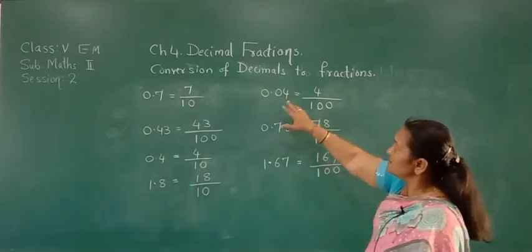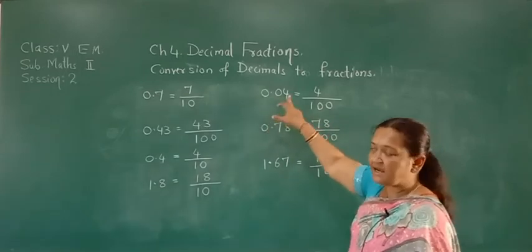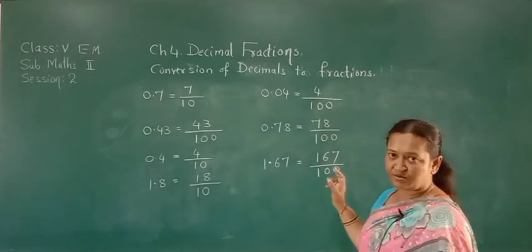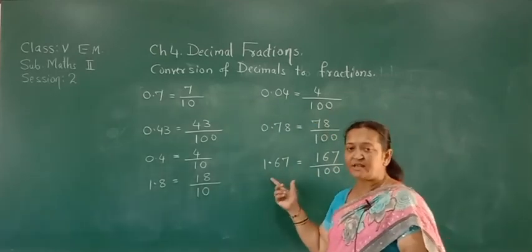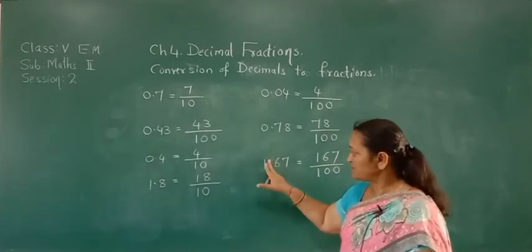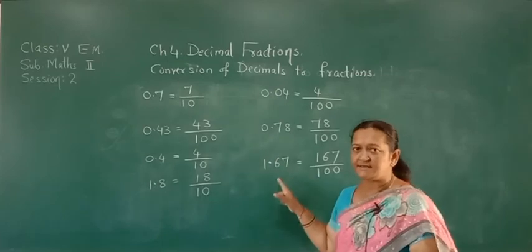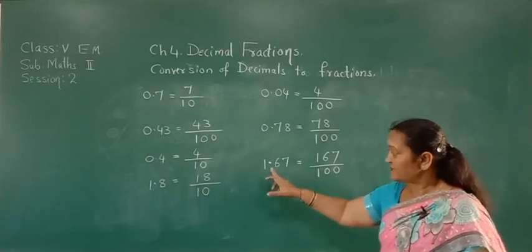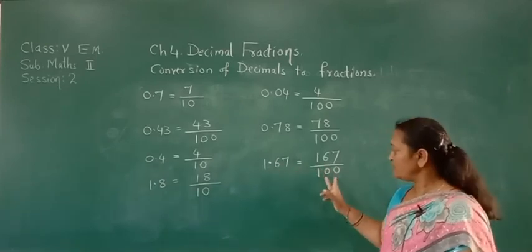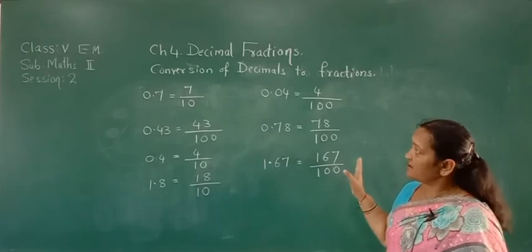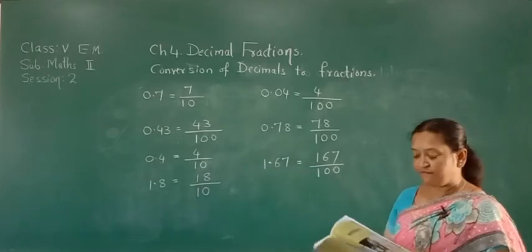So 18 by 10. Then here 0.04, write 4 as a numerator. After the decimal we have 2 digits, write 2 zeros. Check here also, in the integral part it is given 1.67. Then remove the decimal point, what is it? 167, right? 167 as it is. And after the decimal we have 2 digits, write 2 zeros, right? 2 zeros in the denominator. Okay, so here we learnt about the conversion of decimals to fractions.